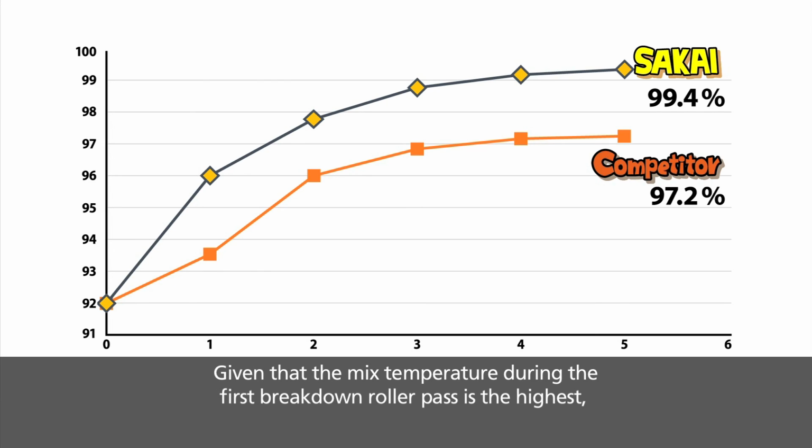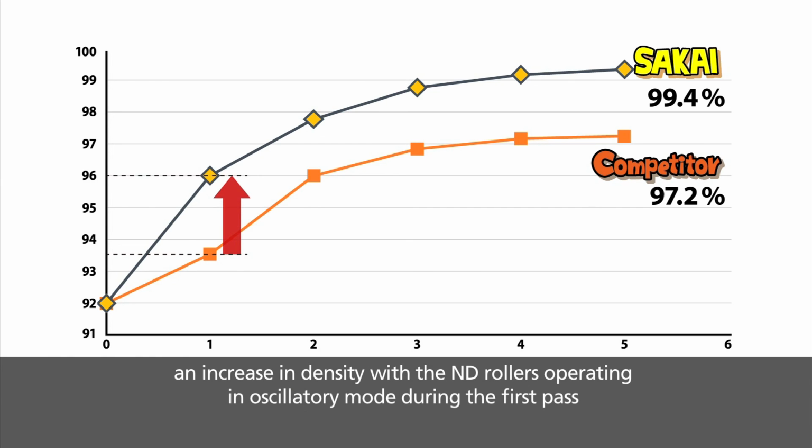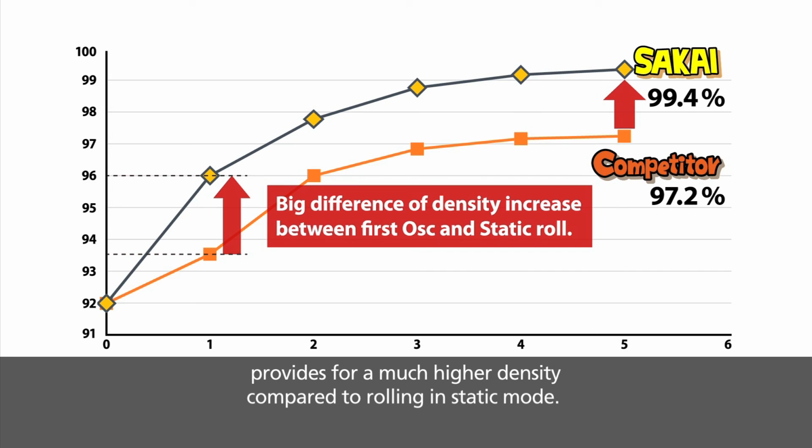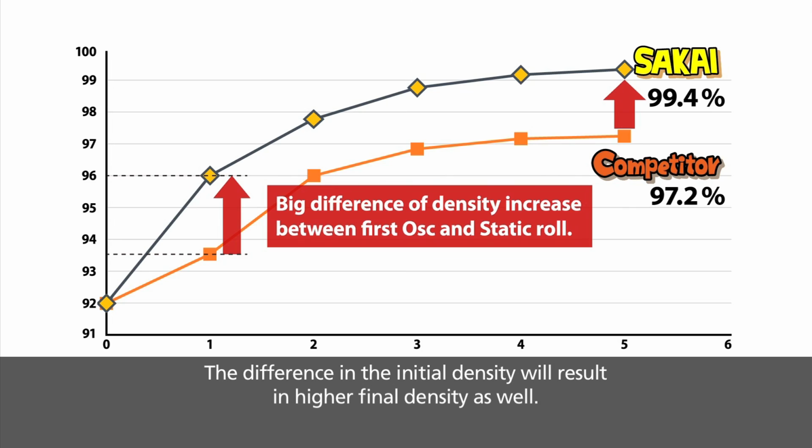Given that the mix temperature during the first breakdown roller pass is the highest, an increase in density with the ND rollers operating in oscillatory mode during the first pass provides for a much higher density compared to rolling in static mode. The difference in the initial density will result in higher final density as well.